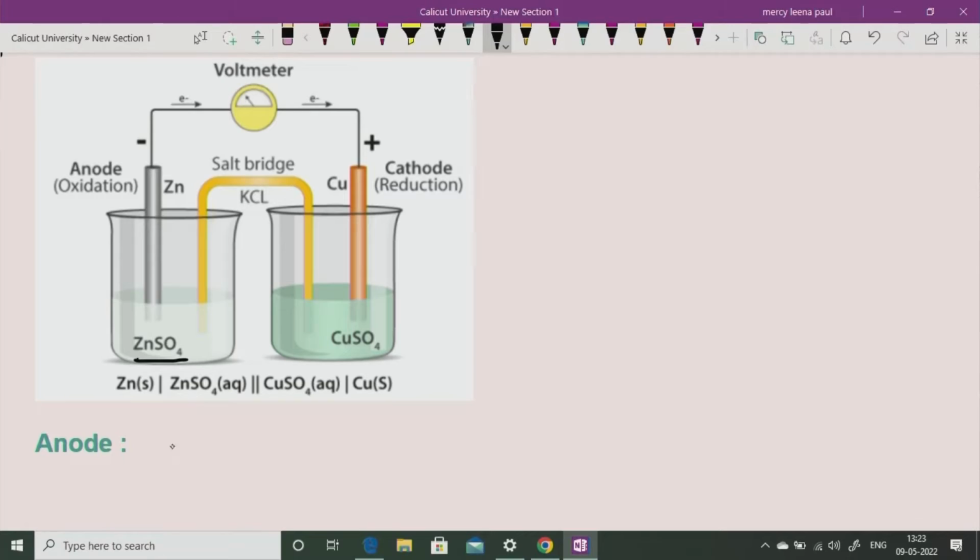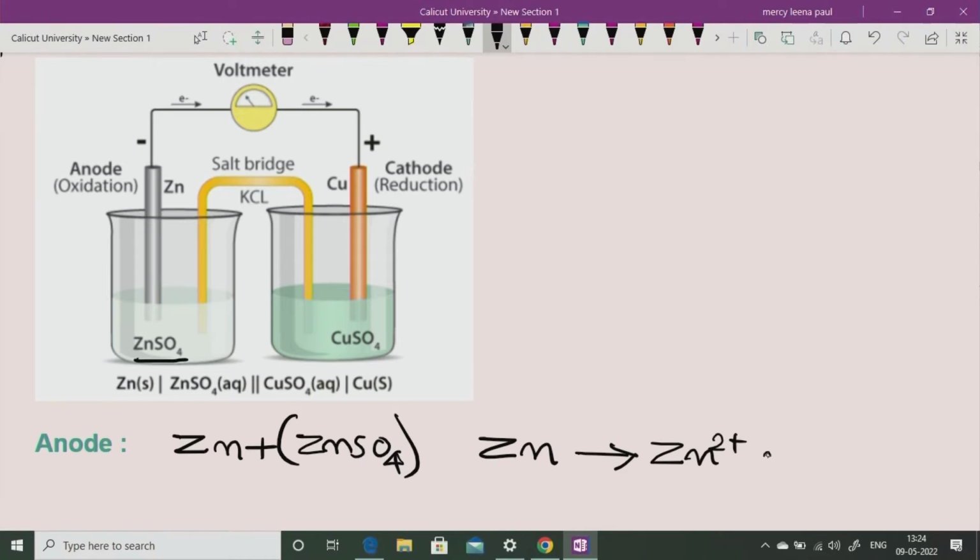Now, let us see what is happening here. When zinc is in contact with zinc sulphate solution, the zinc tends to lose its electrons, forming Zn2+ ions plus 2 electrons.